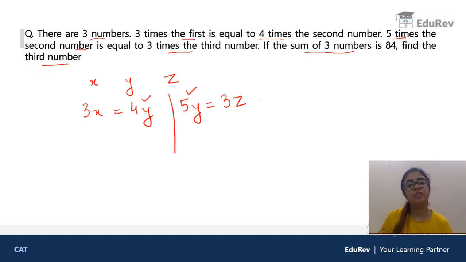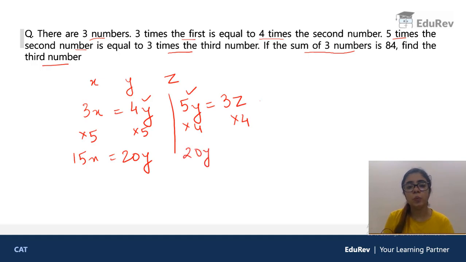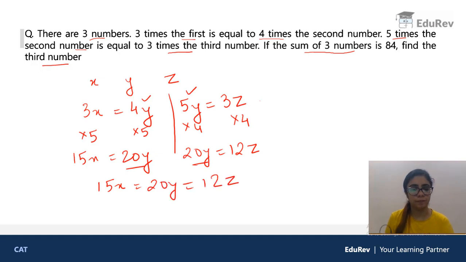We will take the LCM of 4 and 5, which is 20. So I'll multiply this with 5, so this will also get multiplied with 5. This I'll multiply with 4, so this will also get multiplied with 4. So you will have 15x is equal to 20y. Here you will have 20y is equal to 12z. Now both of them are 20y. So can I say 15x is equal to 20y is equal to 12z? All these three terms are equal.